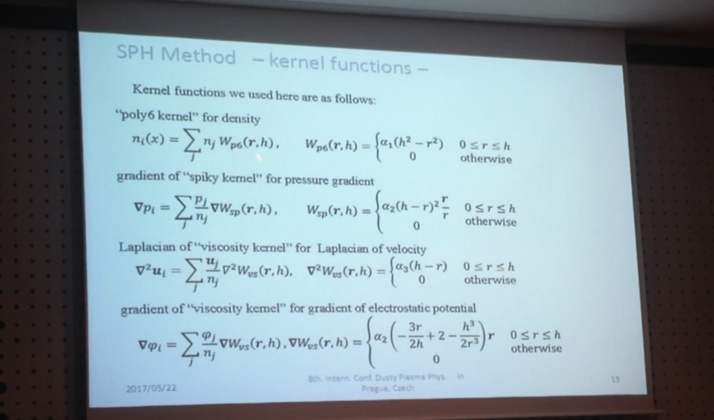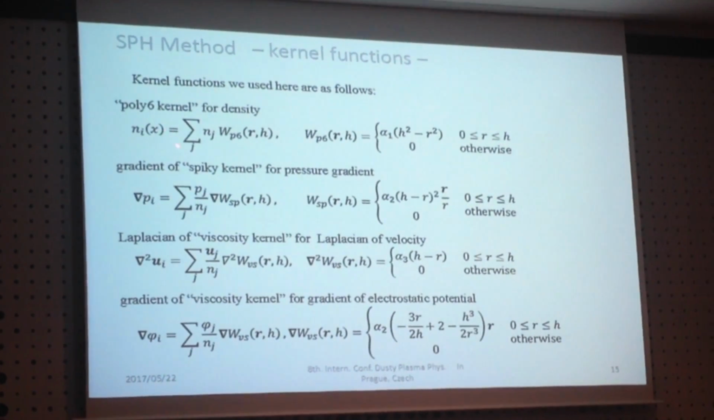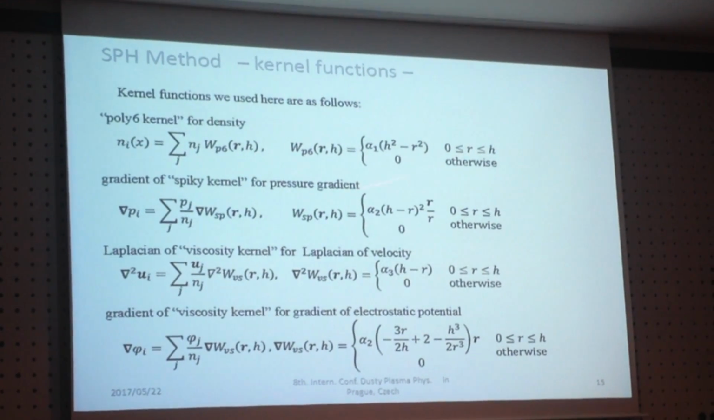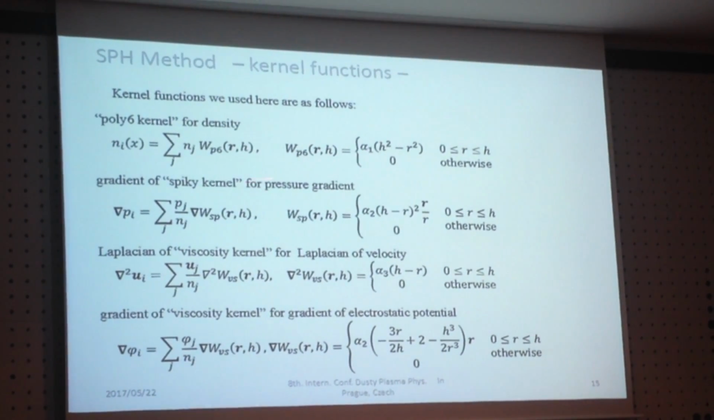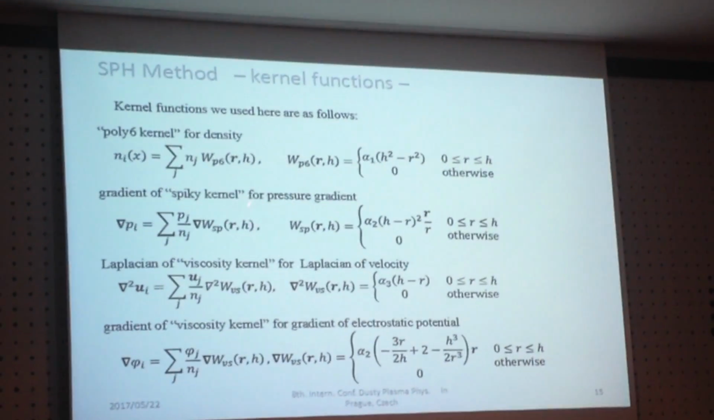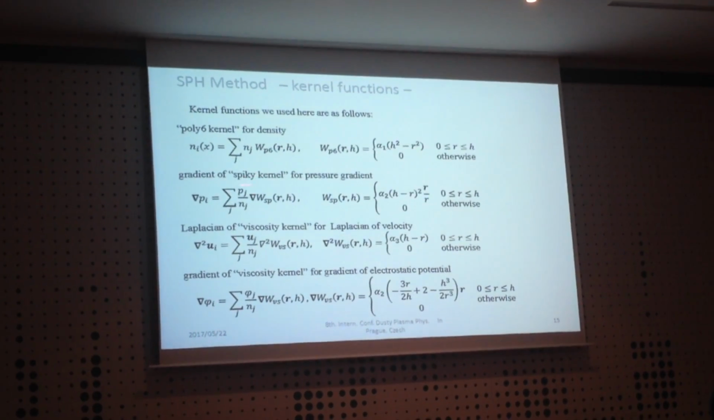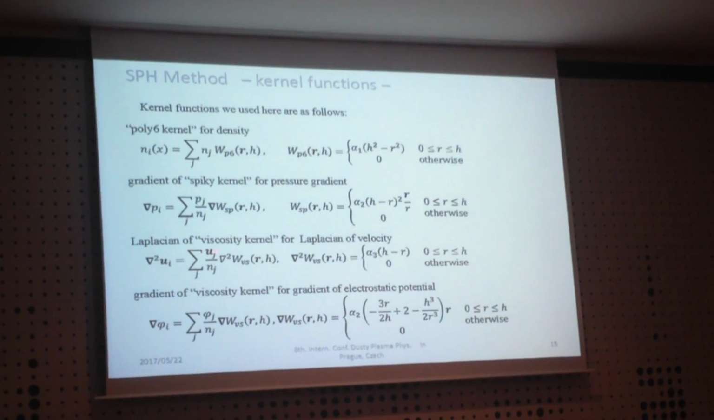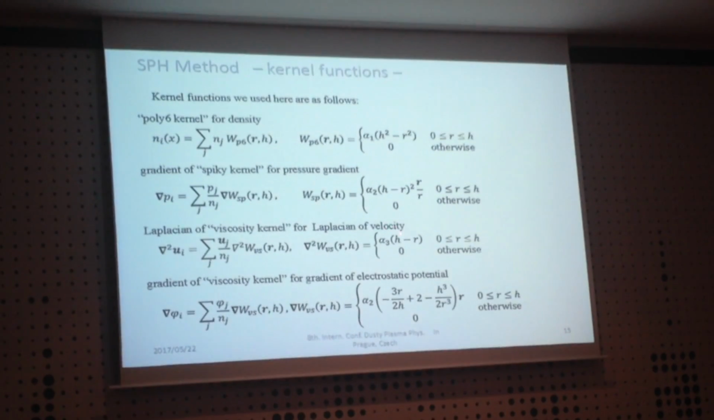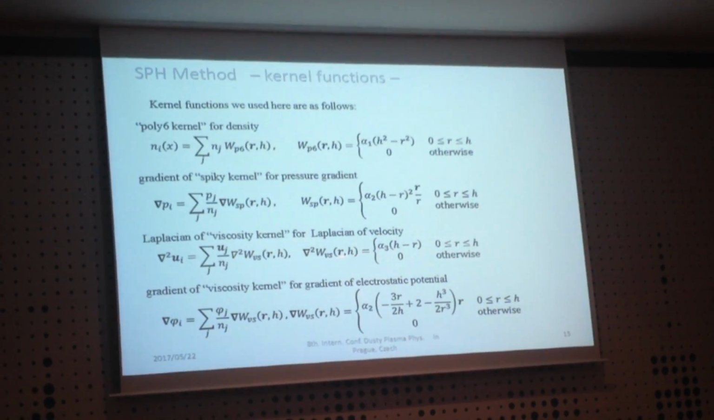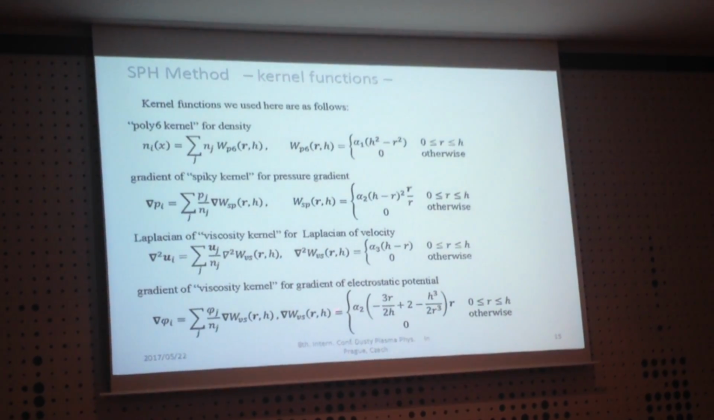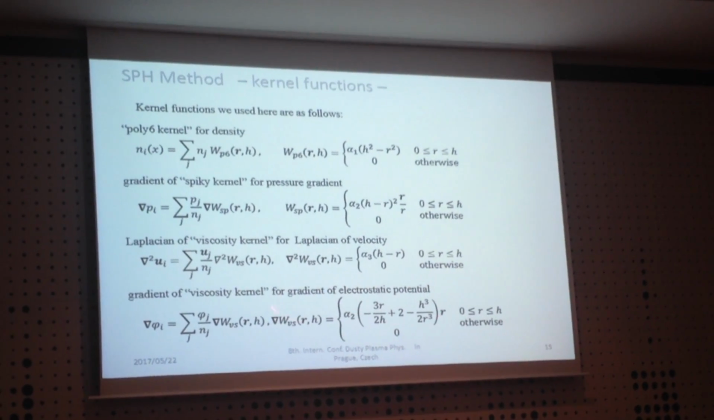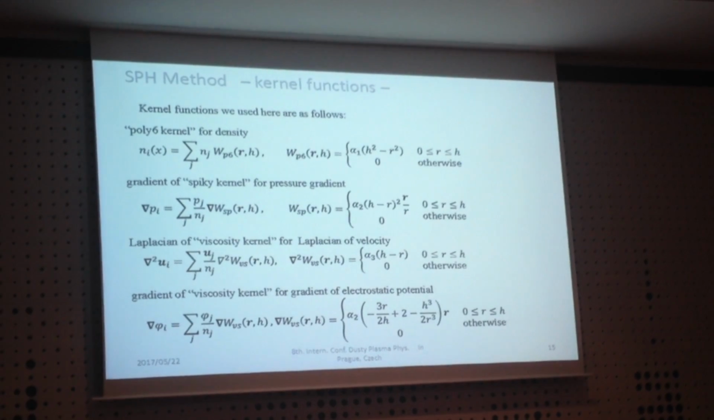The kernel function that we use here for the density calculation is called the poly6 kernel. It has a function like this. And for the gradient of the pressure, we use the spiky kernel. It's like here. And for the Laplacian of velocity, we use the viscosity kernel like this. And for the gradient of the electrostatic potential, the gradient of the viscous kernel has a shape like this.